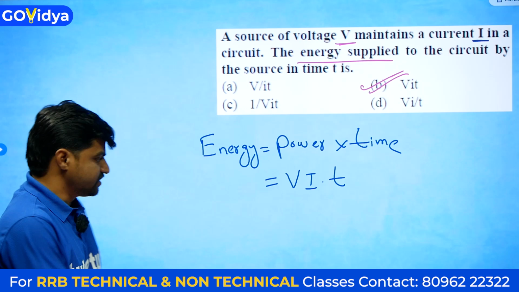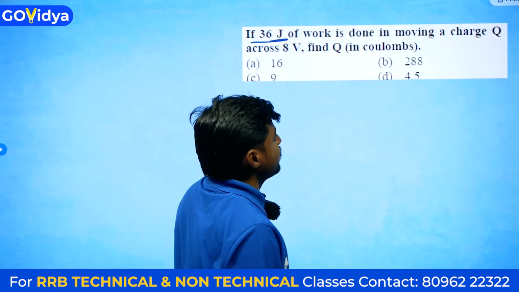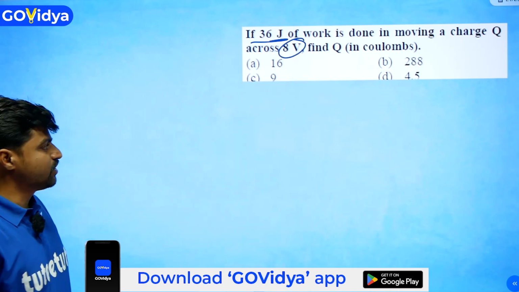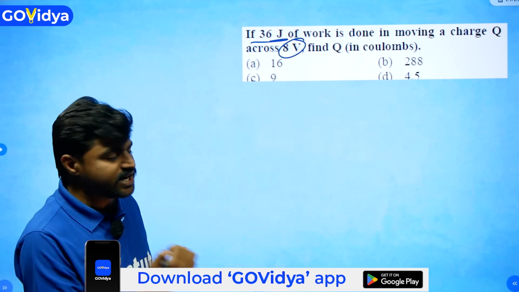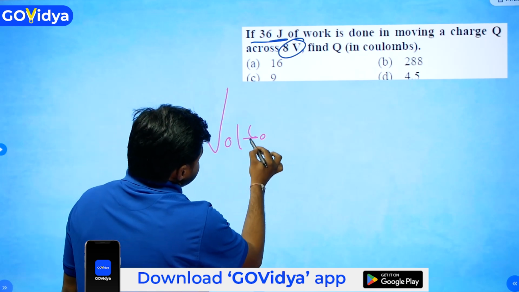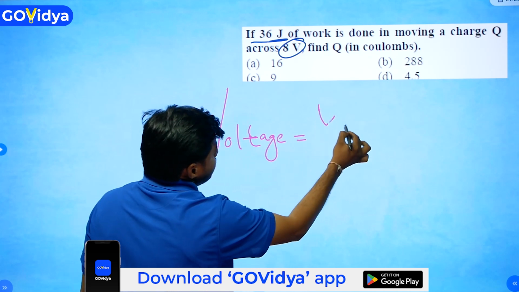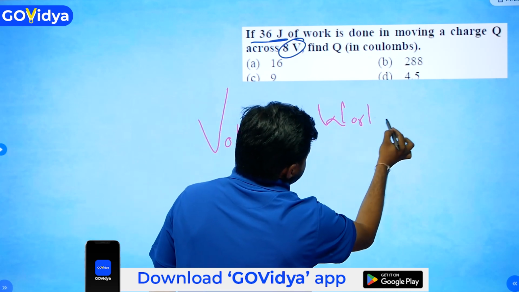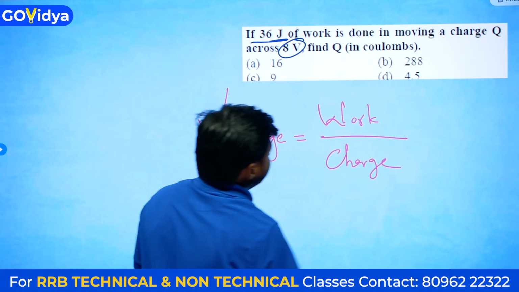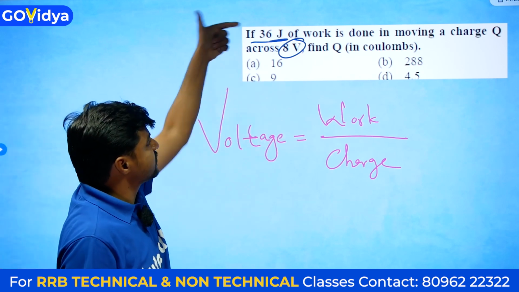Okay, next question. If 36 joules of work is done in moving a charge Q across 8 volts, find the Q. Okay, we know that voltage is equal to work done by charge. Voltage is given, voltage is 8 volts and work is 36 joules.